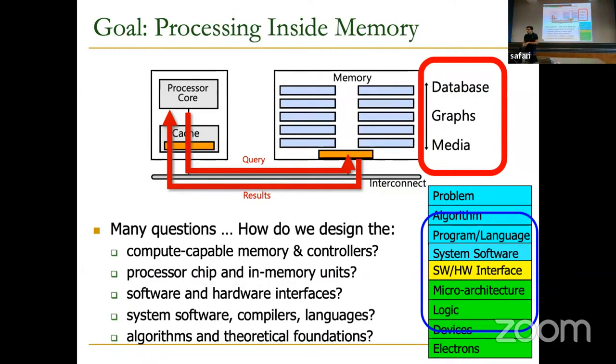But it's not only that. I'm calling all of these, in a general way, processing in memory, but memory is also storage, or storage is also memory, right? So we can as well place compute capabilities in the storage or maybe even in the network cards. So there are works in all different directions.